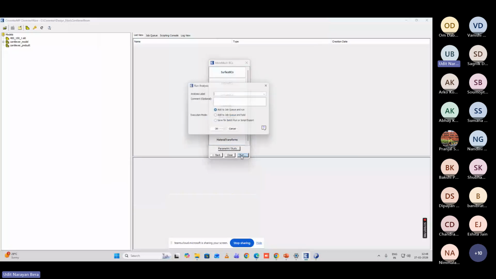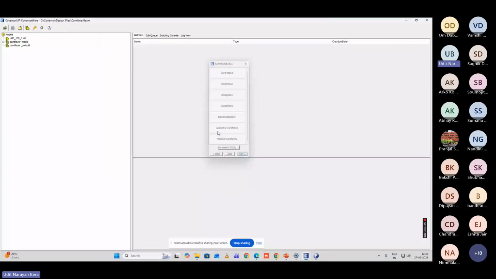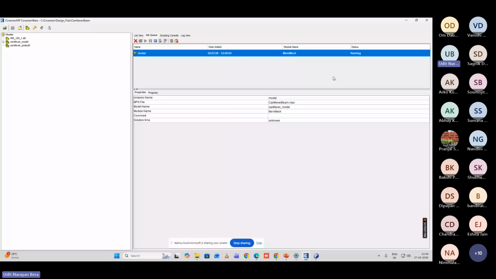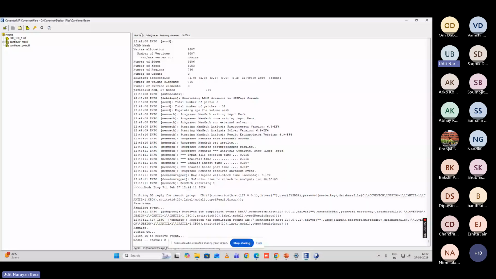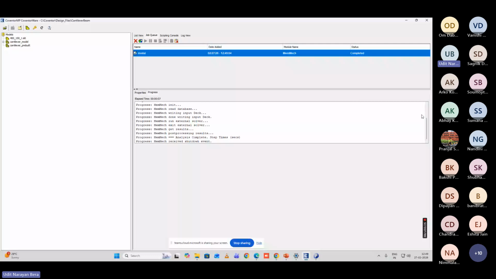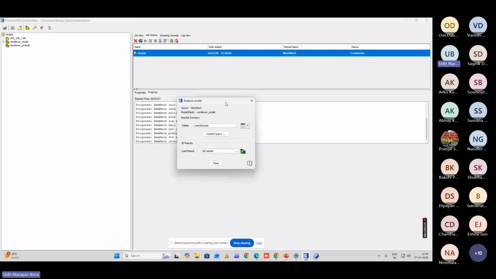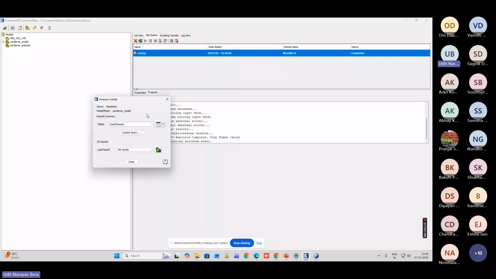Let's run it, and let's call this modal analysis. Okay. So the moment I did that, it is showing it is running. You can also check the progress here, or in the log view also you can see the progress. Now see that it is completed. Now let me show you how the results are. To show the results, what is the natural frequency? You will get it right now here.